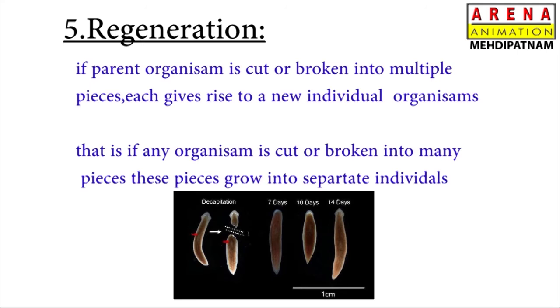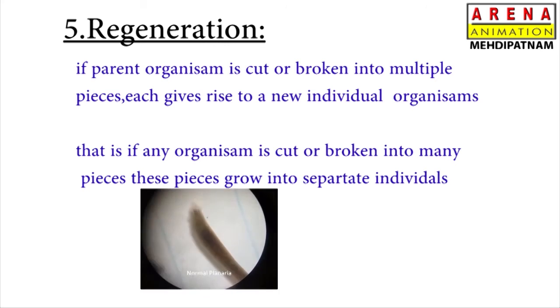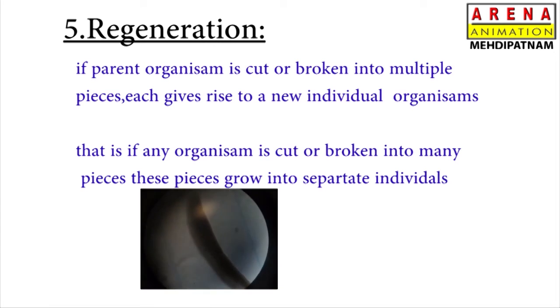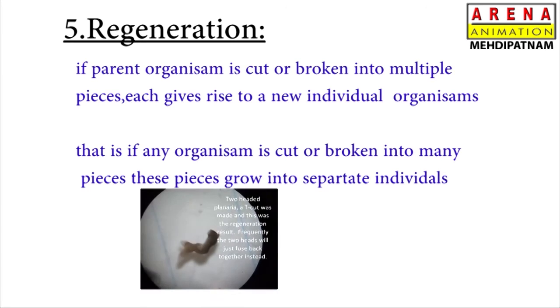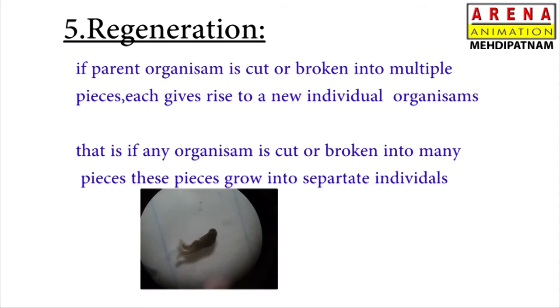Regeneration. If the parent organism is cut or broken into multiple pieces, each gives rise to a new individual organism. That is, if any organism is cut or broken into many pieces, these pieces grow into separate individuals. This is similar to fragmentation. Fragmentation breaks the organism as soon as the organism becomes mature.